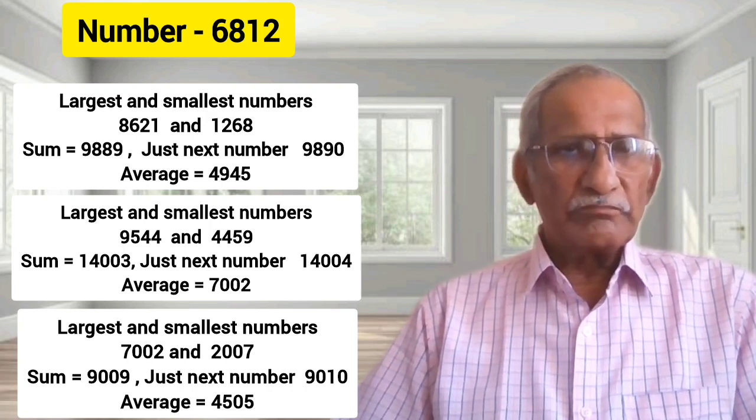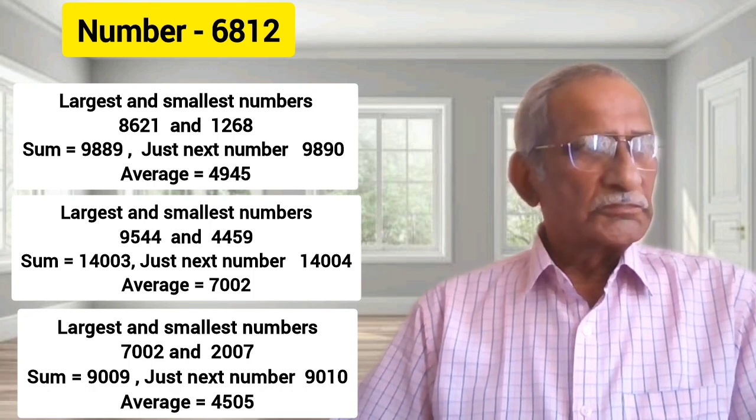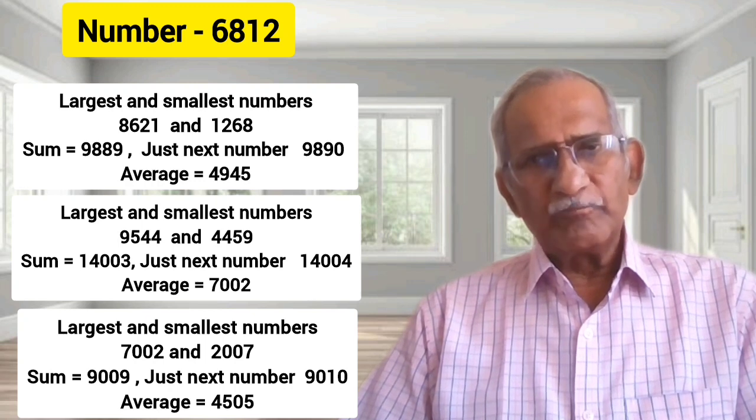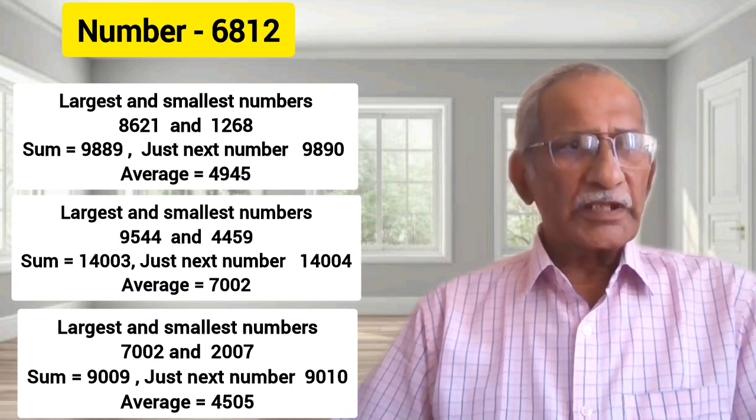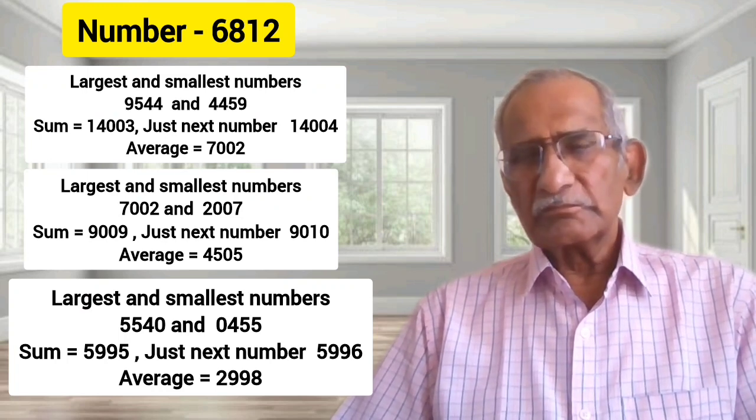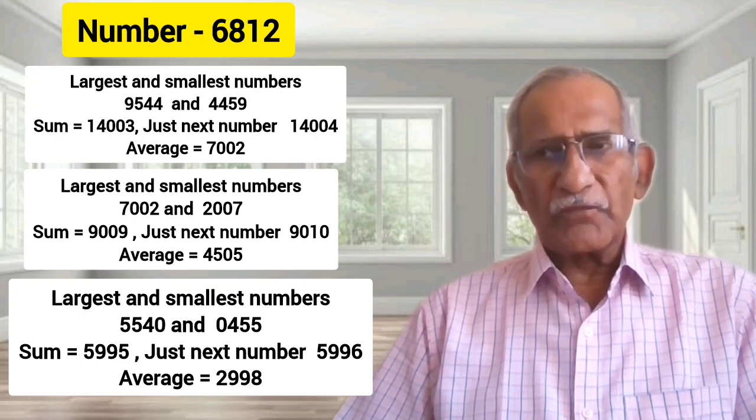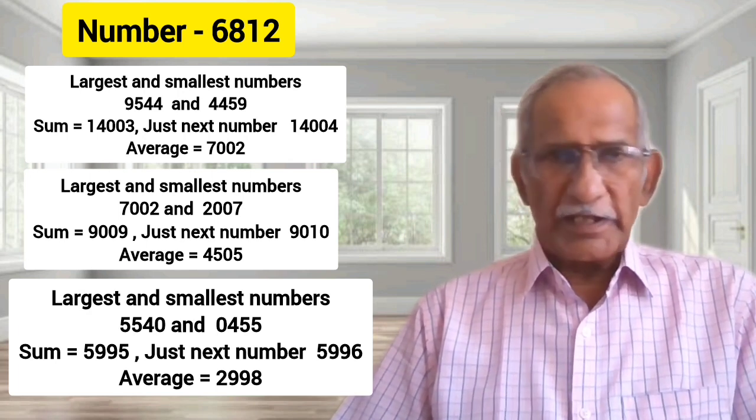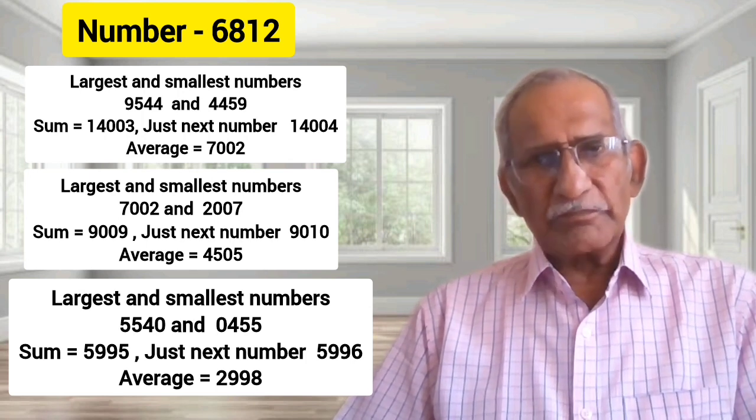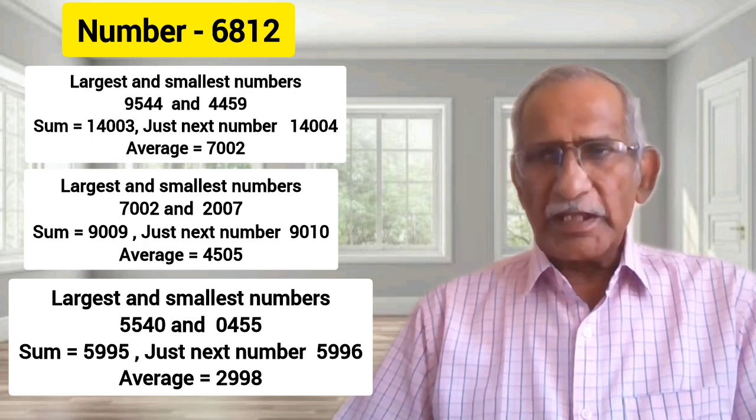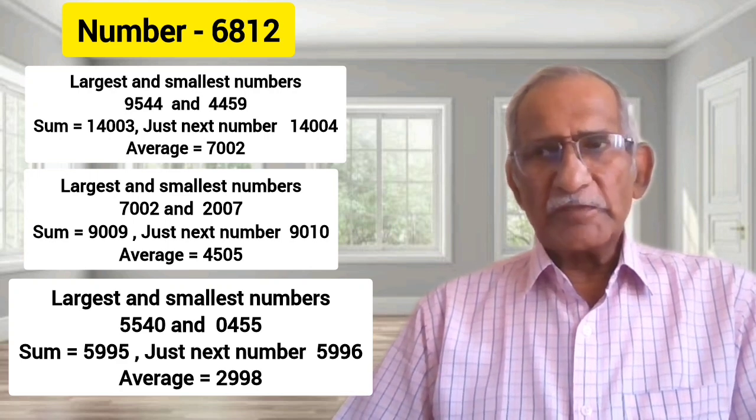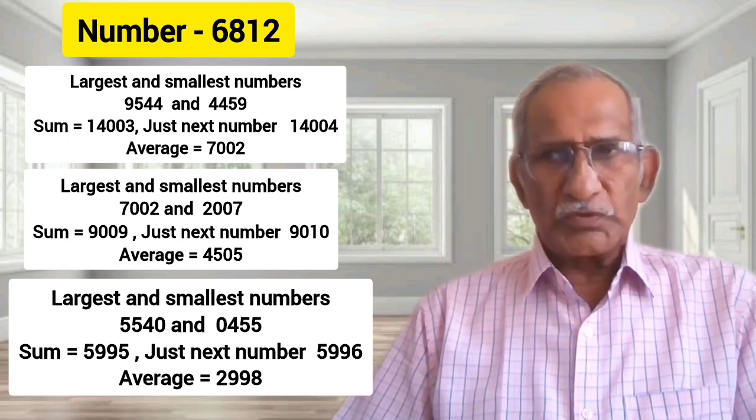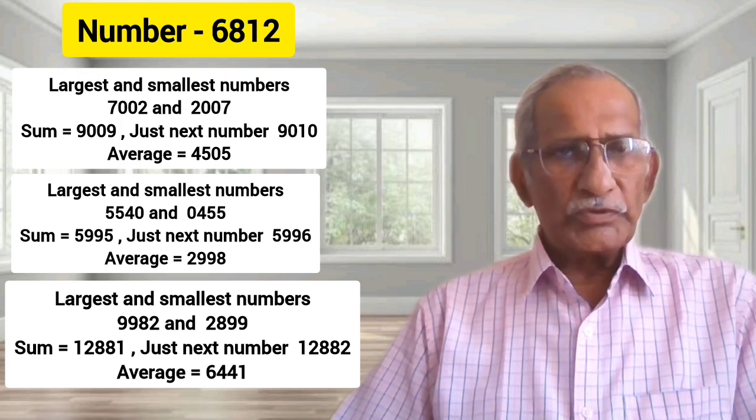Their sum is 9009. Odd. So take just the next number, 9010. The average is 4505. Again, make the largest and the smallest numbers out of this average number. These numbers are 5540 and 0455. Their sum is 5995. Again, odd. So take just the next number, 5996, so that the average comes out to be a whole number. This time the average is 2998. The largest and the smallest numbers out of the digits 2998 are 9982 and 2899.